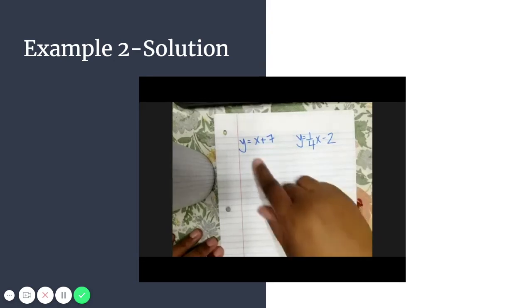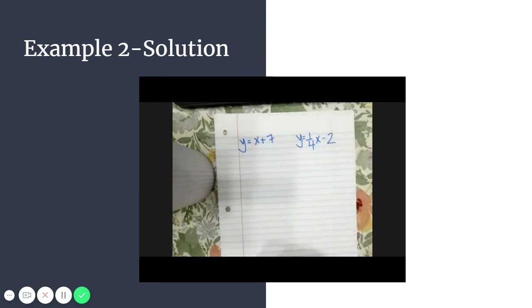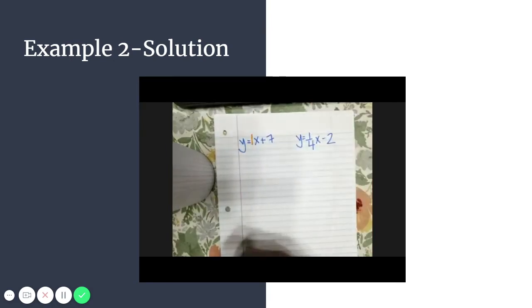In the first equation, we can see here that we do not have a number that we can see in front of the x, or as the coefficient. However, you've learned before that if there's a coefficient you cannot see, that is understood to be a 1. So I'm just going to put a 1 here for our coefficient.